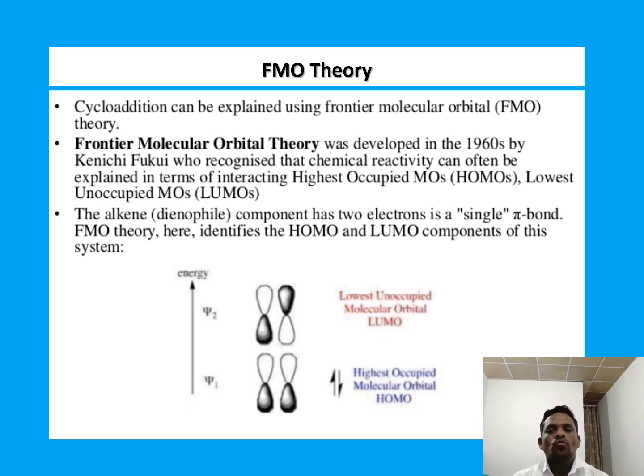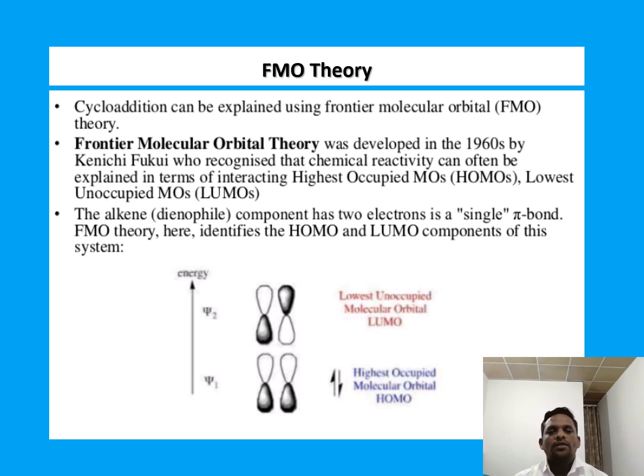If the gap between the HOMO and LUMO is smaller, then the reaction is faster and more favorable. The alkene dienophile compound has two electrons in a single pi bond. The FMO theory here identifies the HOMO and LUMO of the system.